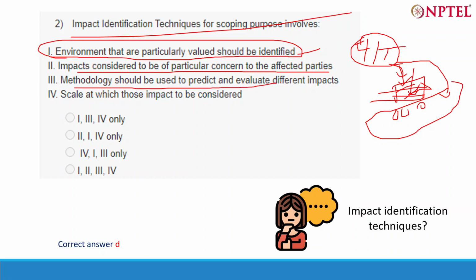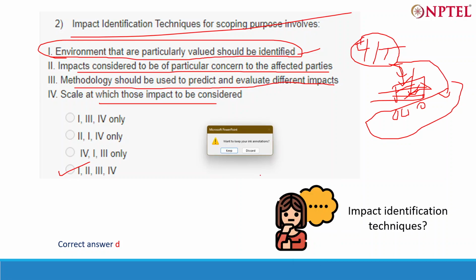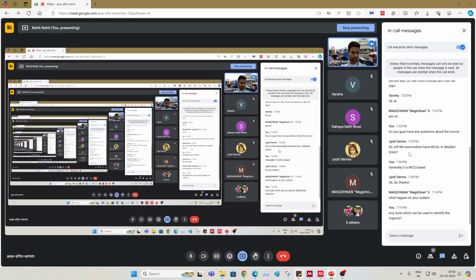A methodology should be used to predict and evaluate different impacts. Okay, so the methodology has to be very clear before evaluating any impacts, because any impacts need a proper methodology assigned to them. The scale at which those impacts are to be considered is also very important. Okay, so all four are actually correct, 1, 2, 3 and 4. So let me see if anyone of you has actually done this. No one actually.